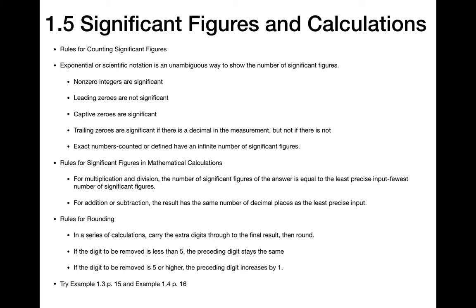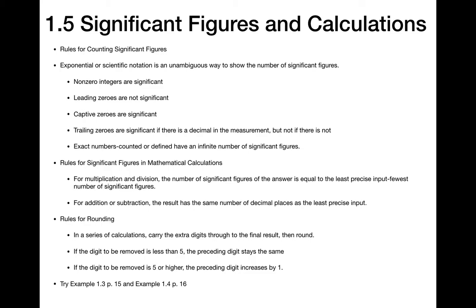Captive zeros, or zeros trapped between non-zero digits: 101 has a captive zero. The captive zeros are always significant. And then trailing zeros, zeros at the end of a number. 567,000 has 3 zeros at the end of the number. Trailing zeros are significant if there is a decimal showing in the measurement.